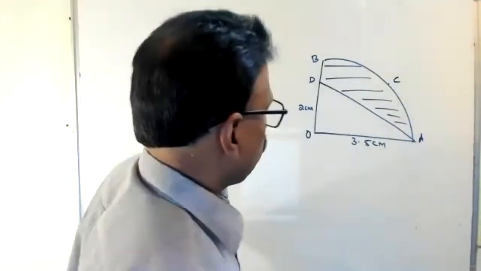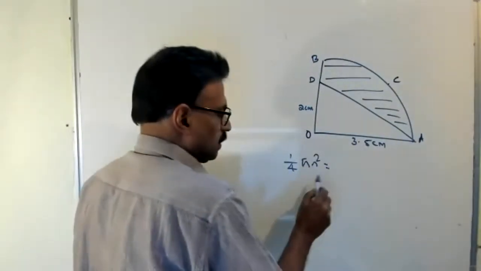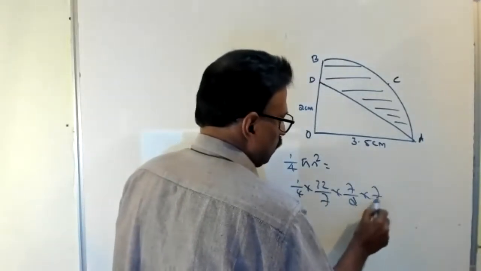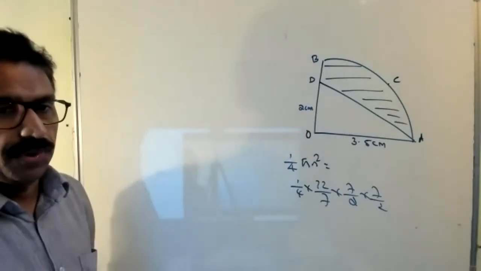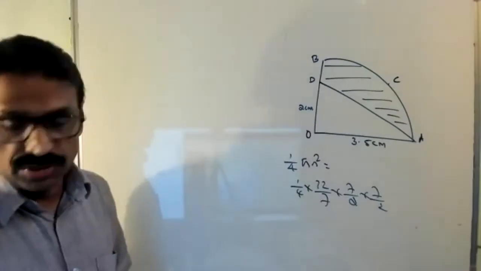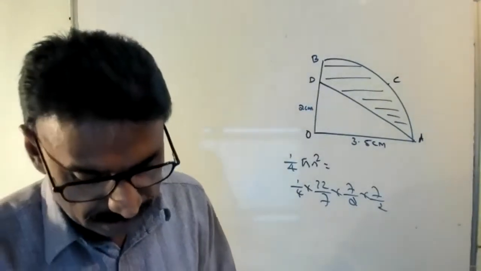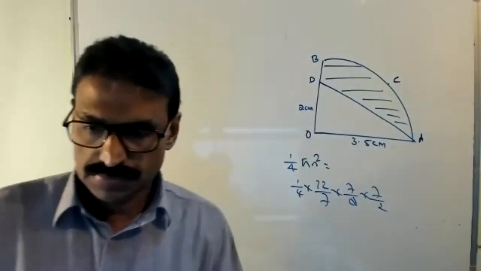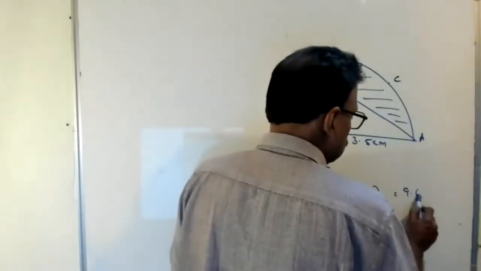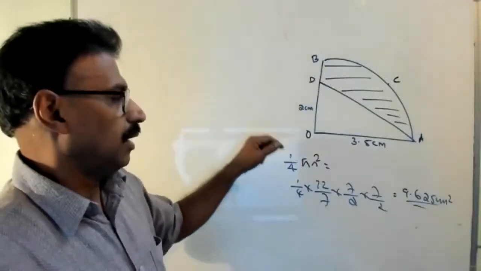So now this one, first we find 1/4 pi r square. That is 1/4 into 22/7 into 7/2 into 7/2. Okay, 3.5 means 7/2. How much did you get? 9.625 centimeter square.